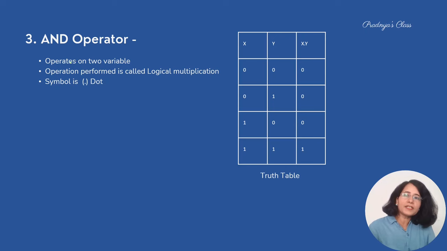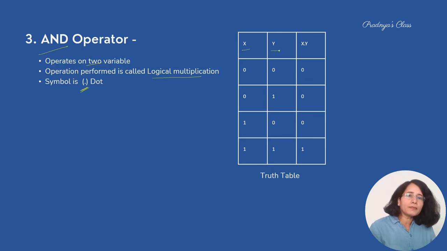Let's try to understand the third operator, that is AND. It is also a binary operator. It works on two variables. It is just like multiplication, so that's why we can call it a logical multiplication. And the symbol is dot. Let's try to understand the operation of the AND operator using a truth table.